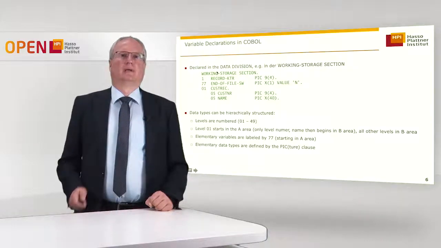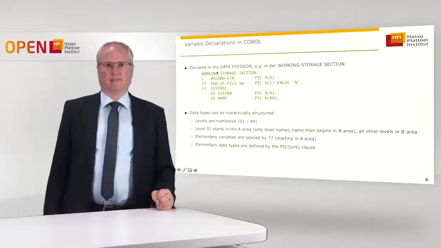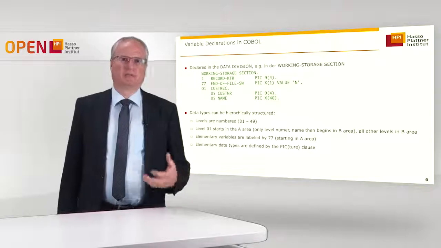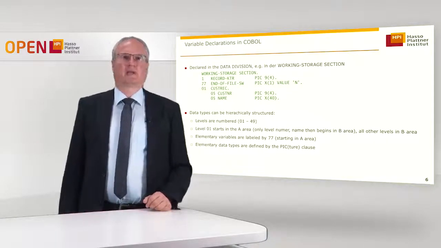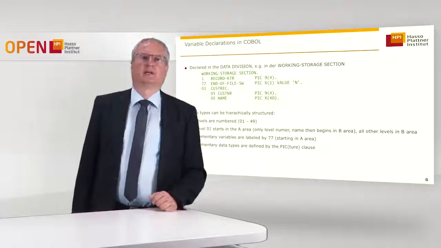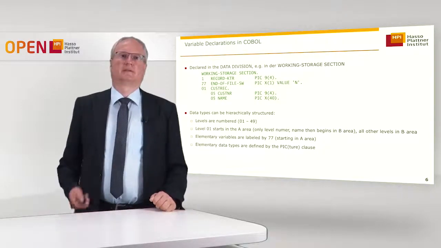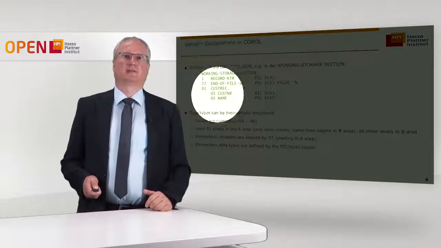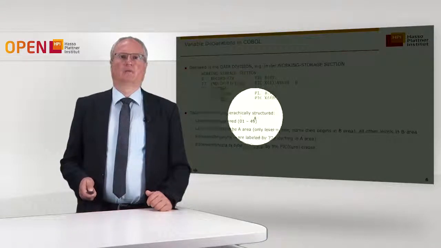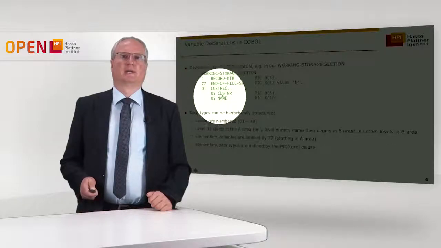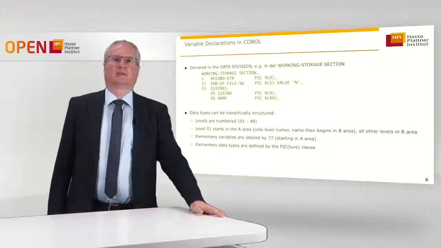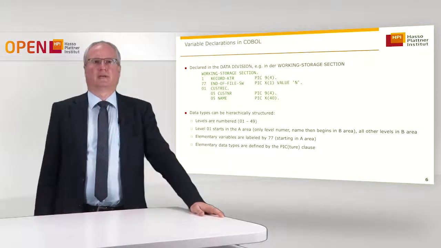And if a variable on the top level starts with 77, it's an elementary value. If it starts with a number of 1 or higher, then it's a record structure. The substructure of this record then always starts in the B area. So there is a level from 1 to 45 at maximum, indicating the indentation or the level of the hierarchical structure.